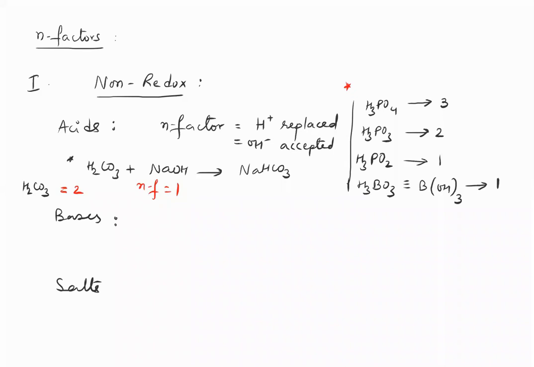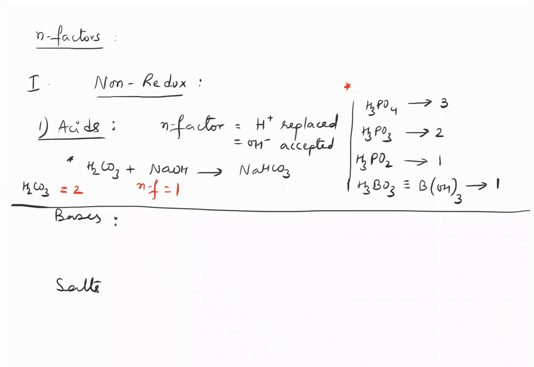Bases, though, unlike acids, we don't have any special types of bases and all that. It's just normal definitions. So first one was acids. Number 2, bases. N factor is defined as your number of OH minus replaced. Now, if there is one OH or two OH, no such cases come here. Okay, all OHs are replaced. But you can also define it as number of H plus accepted.